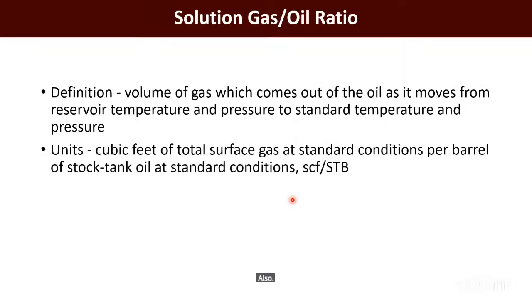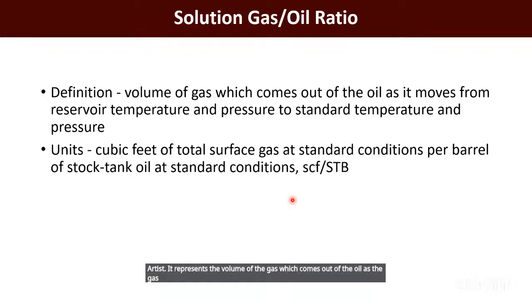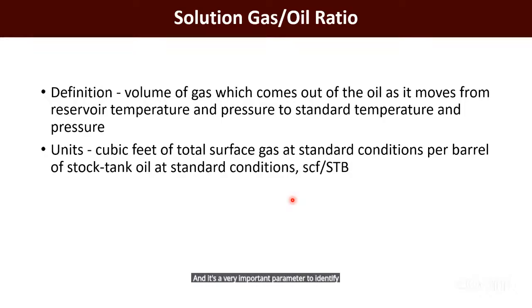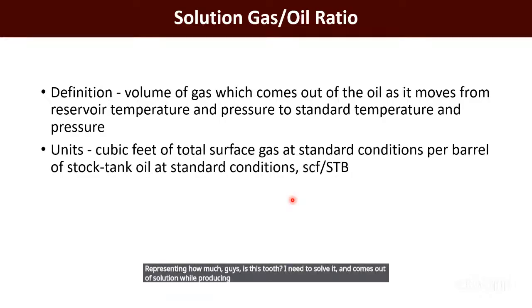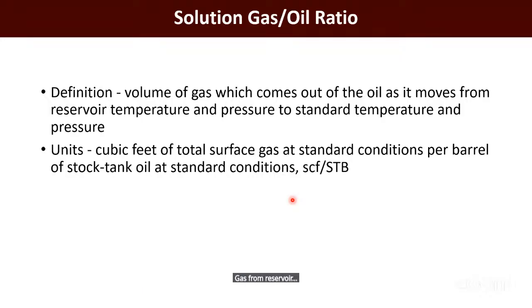Also, another parameter is the solution gas oil ratio, which is called Rs. It represents the volume of the gas which comes out of the oil as it moves from the reservoir pressure and temperature to the standard temperature and pressure. And it's a very important parameter to identify the type of fluid itself. The unit is standard cubic feet per stock tank barrel, representing how much gas is dissolved and comes out of solution while producing from reservoir pressure and temperature up to the standard pressure and temperature.